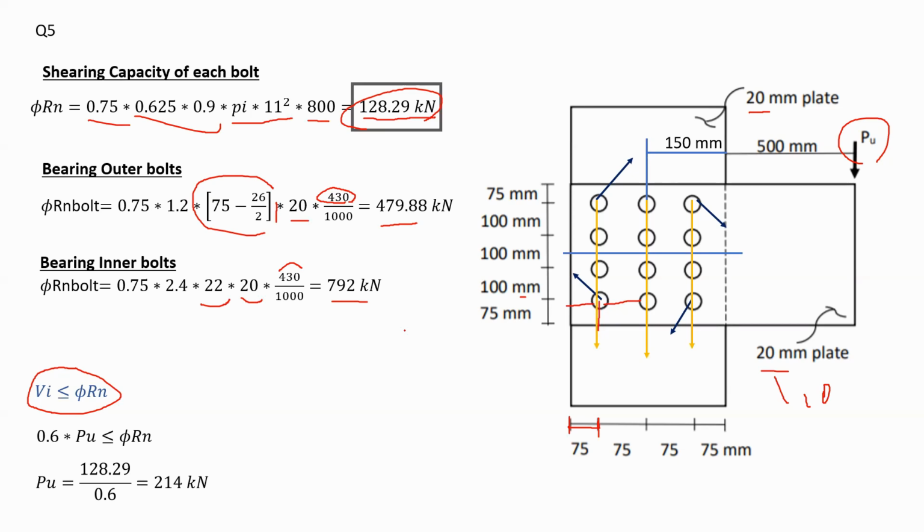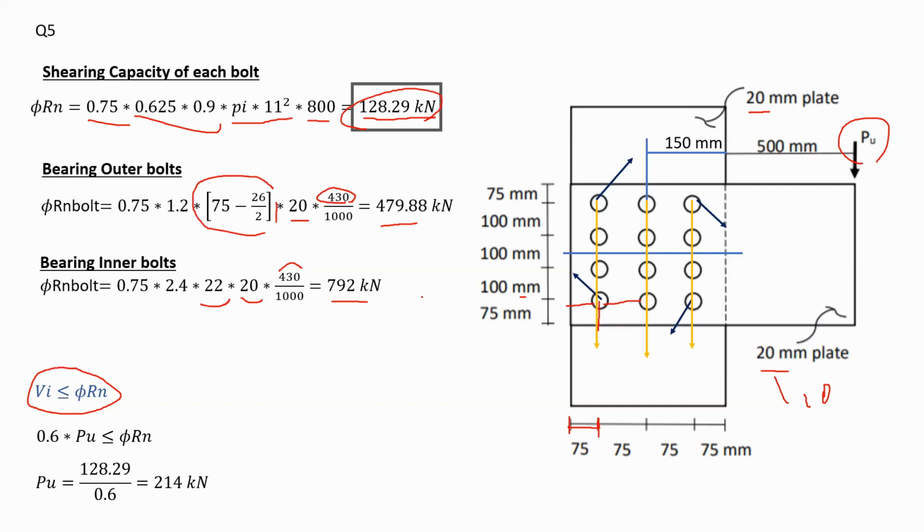Okay. Can I ask you something? Sure. It will be a silly question, but while we are calculating shearing capacity of each bolt, why didn't we divide by 1,000? Why would you divide by 1,000?